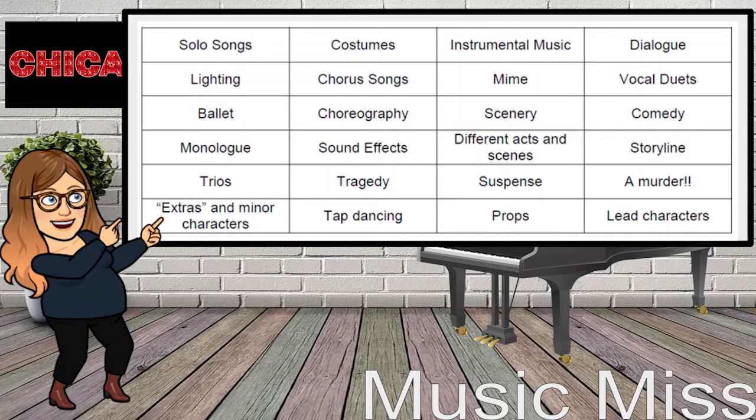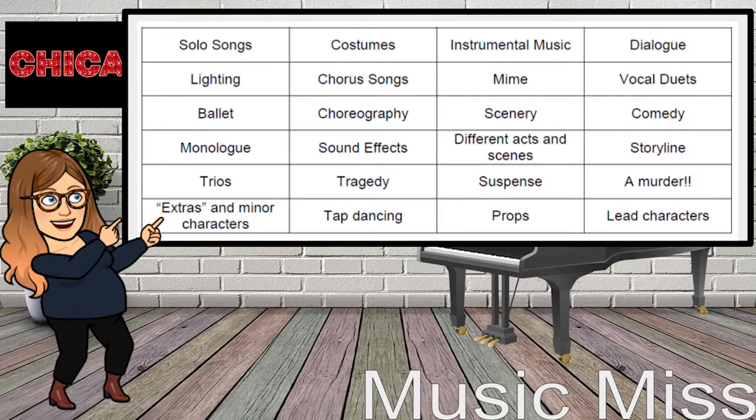Trios, that is three people. Now it doesn't mention whether it's singing or dancing, so we could have a trio of dancers, we could have a trio of singers. Tragedy is something very sad that's happened. Suspense is like that moment on EastEnders before the drums, the bum bum bum bum bum ba ba ba, and it's when it's making you think what's going to happen next.